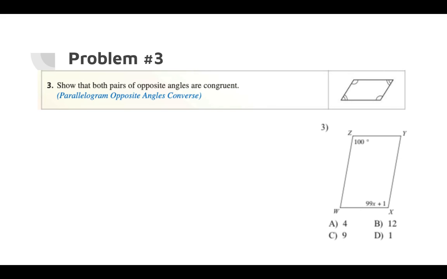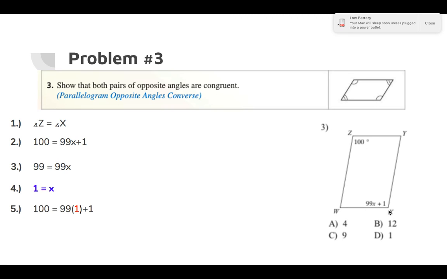Number 3, again, similar problem. We have angle Z and angle X are opposite, and we want to prove that it's a parallelogram, so we set them equal to each other. So we set 100 equal to 99x plus 1. Again, the idea is to solve for x. We subtract both sides by 1, and then we divide both sides by 99, and we get a value of 1. So again, the answer would be D here. To make sure this is right, we go ahead and plug the x value into the equation, and we get a true statement that 100 equals 100, so therefore the figure is a parallelogram.